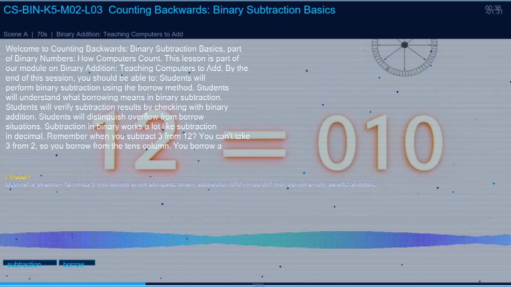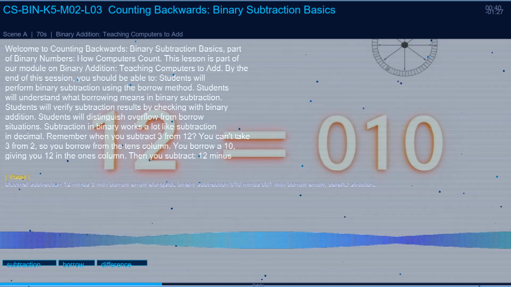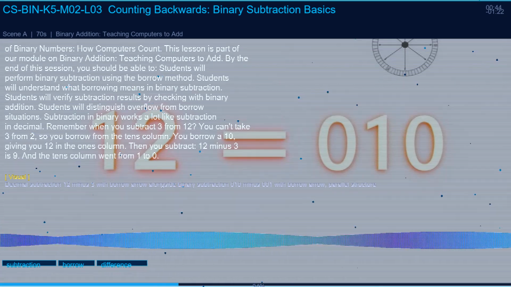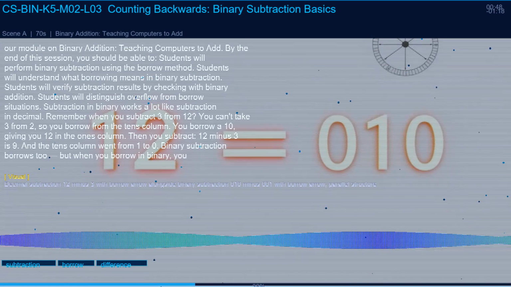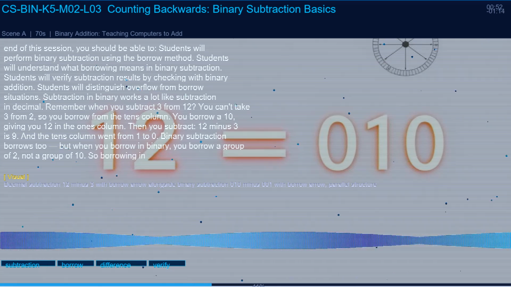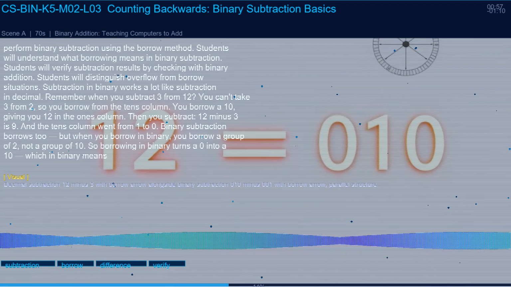Subtraction in binary works a lot like subtraction in decimal. Remember when you subtract 3 from 12? You can't take 3 from 2, so you borrow from the tens column. You borrow a 10, giving you 12 in the ones column. Then you subtract, 12 minus 3 is 9. And the tens column went from 1 to 0.